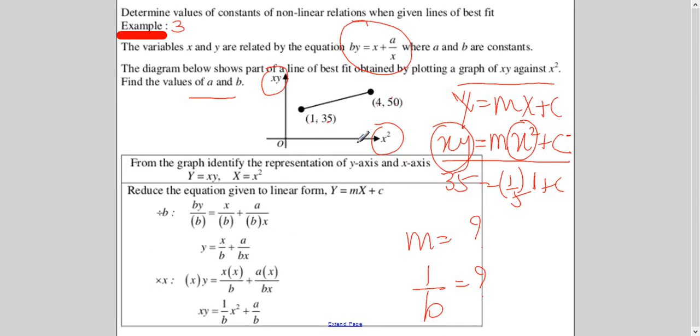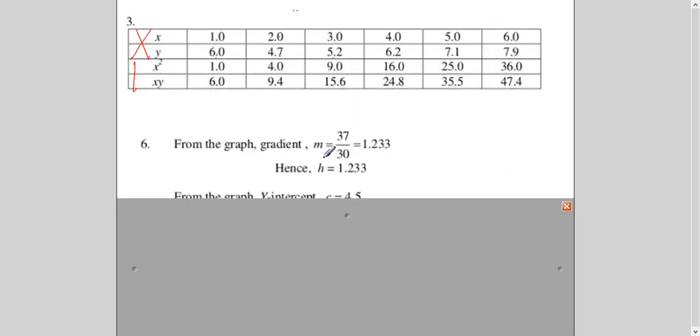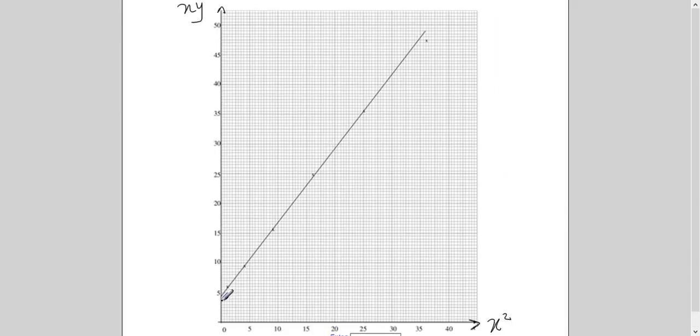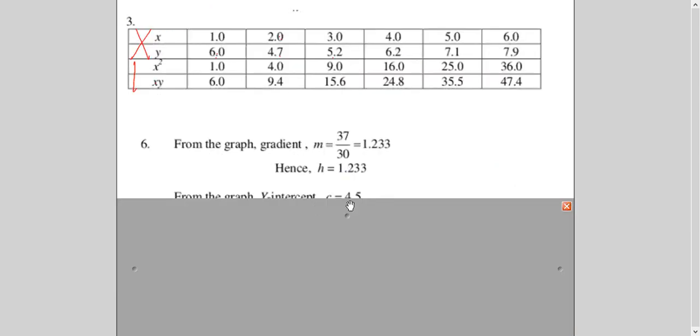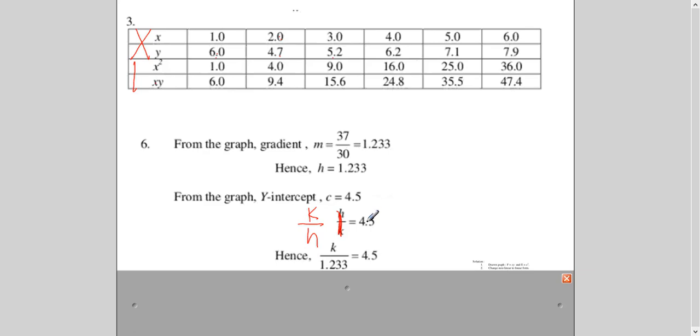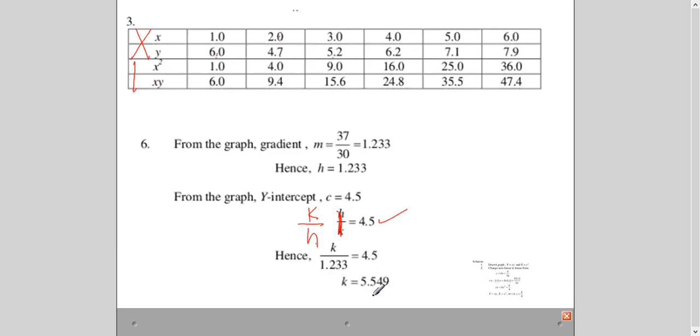After that, from the graph you read the intercept value, whatever it is, and from the equation you have rearranged, this is your intercept. So k over h will be equal to that value. From the graph, the value is 4.5. Now in h, you write down this value, and then you will get your value of k.